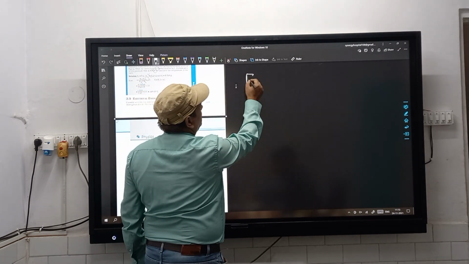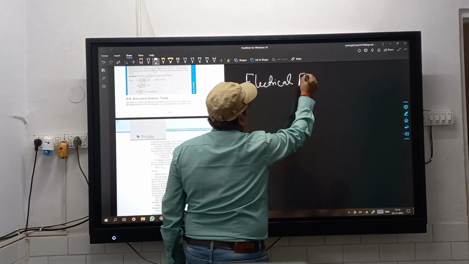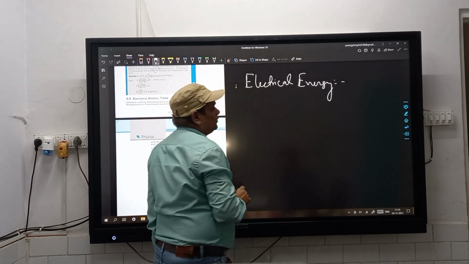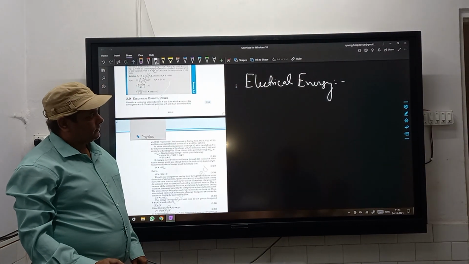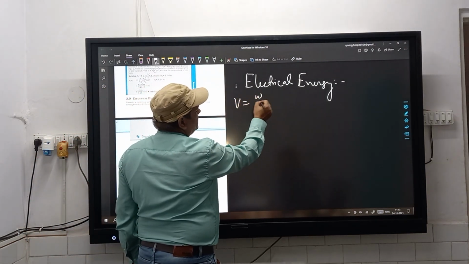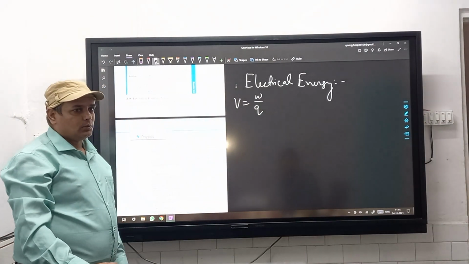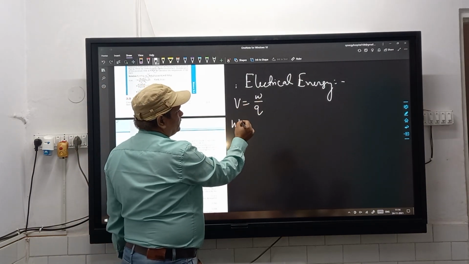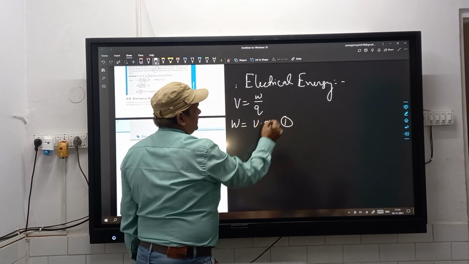First of all, electrical energy. As you know, energy. First of all, what is called electrical energy? ठीक है. We know that V equal to W by Q. As you know, electric potential V is equal to W by Q. From here, W is equal to V into Q as per equation.